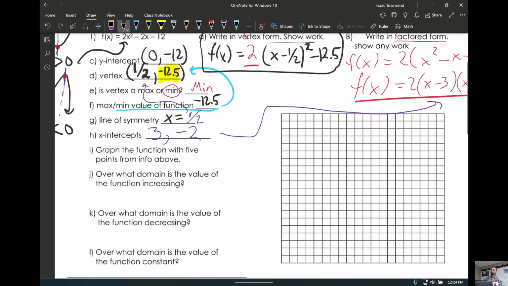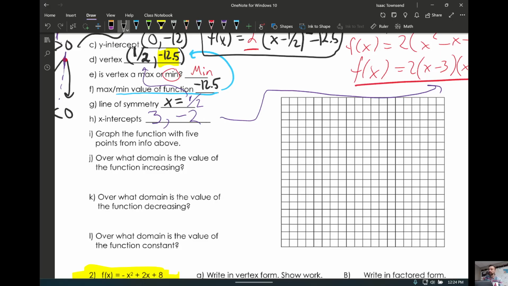Okay, so now if we throw this stuff together to make a graph, the smallest point is at negative 12.5. So I'm going to put my x-axis up a little bit higher. I'm not going to center it perfectly. But we can go through and start to plot all these points. We've got a y-intercept at negative 12.